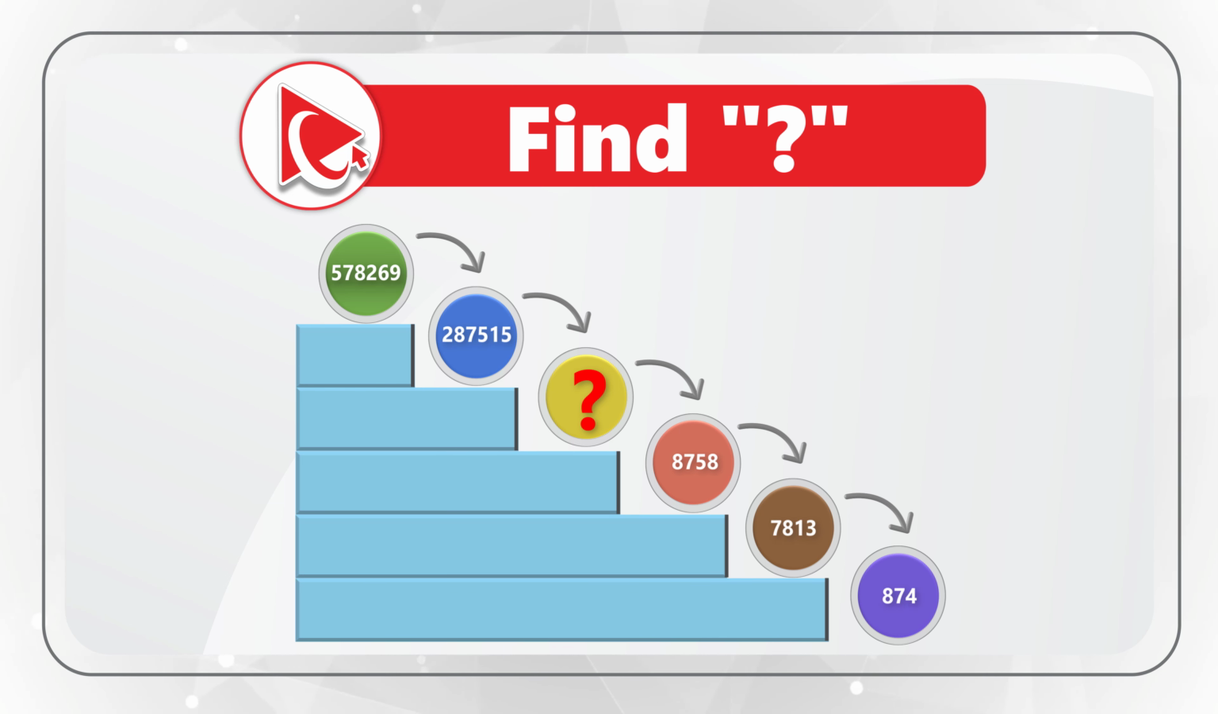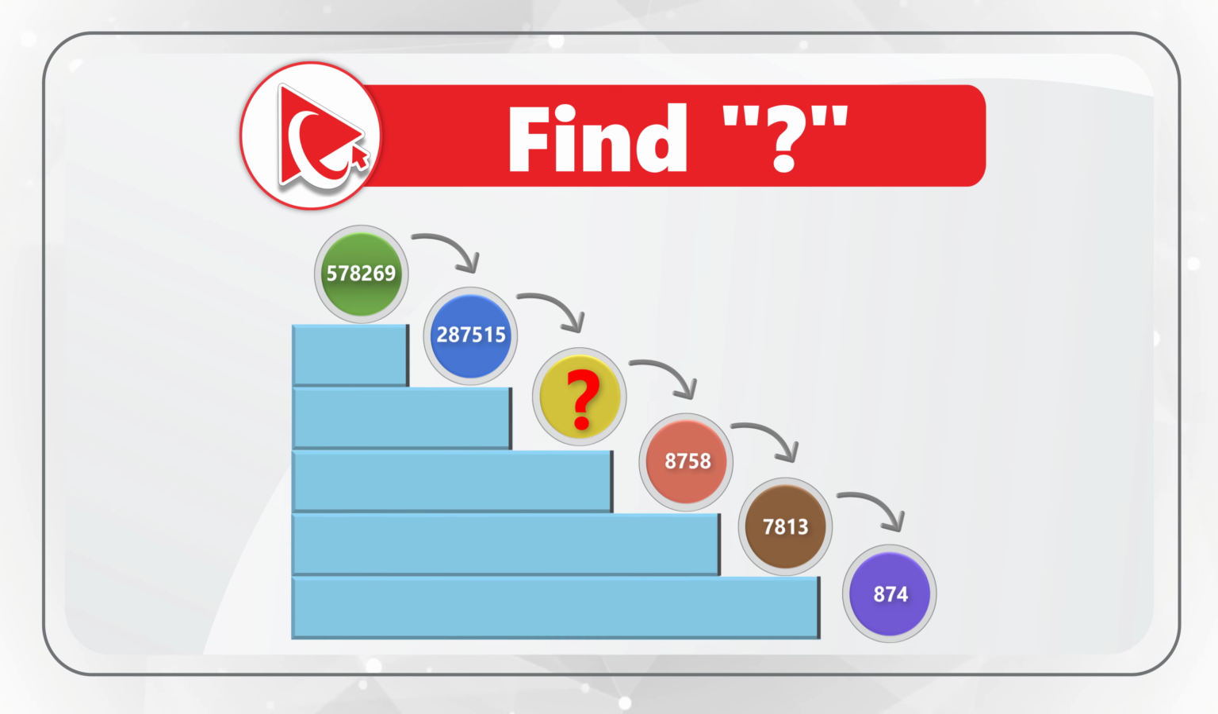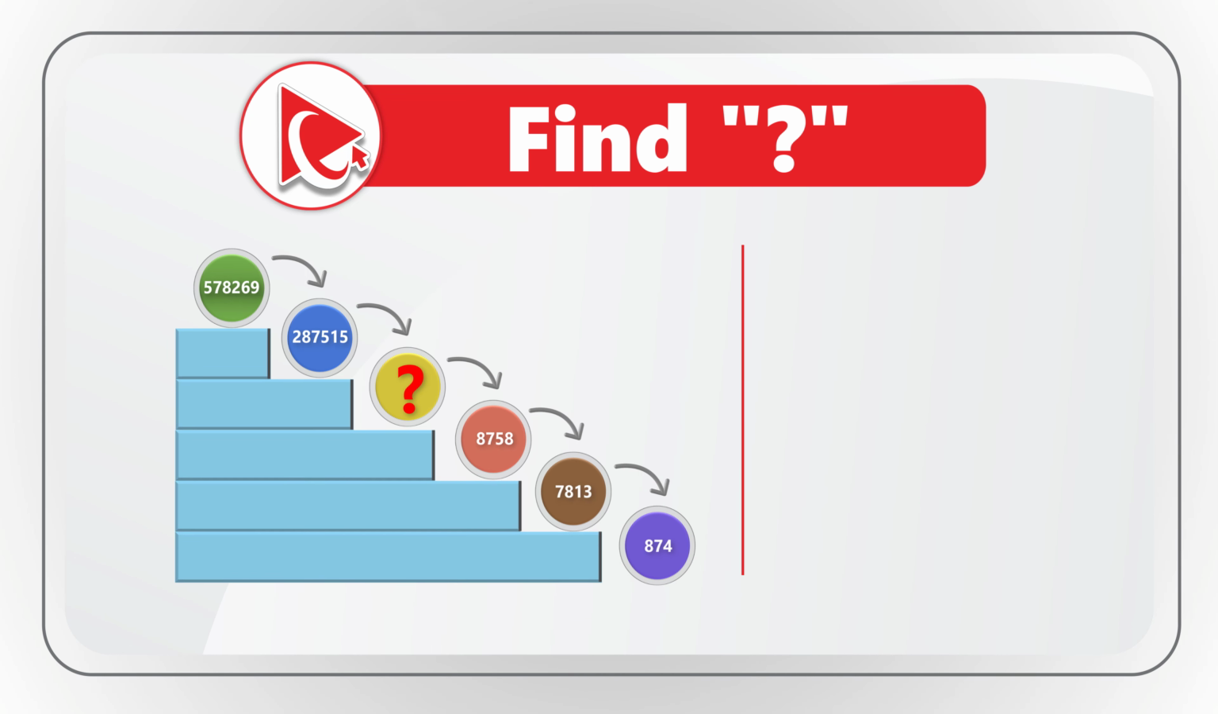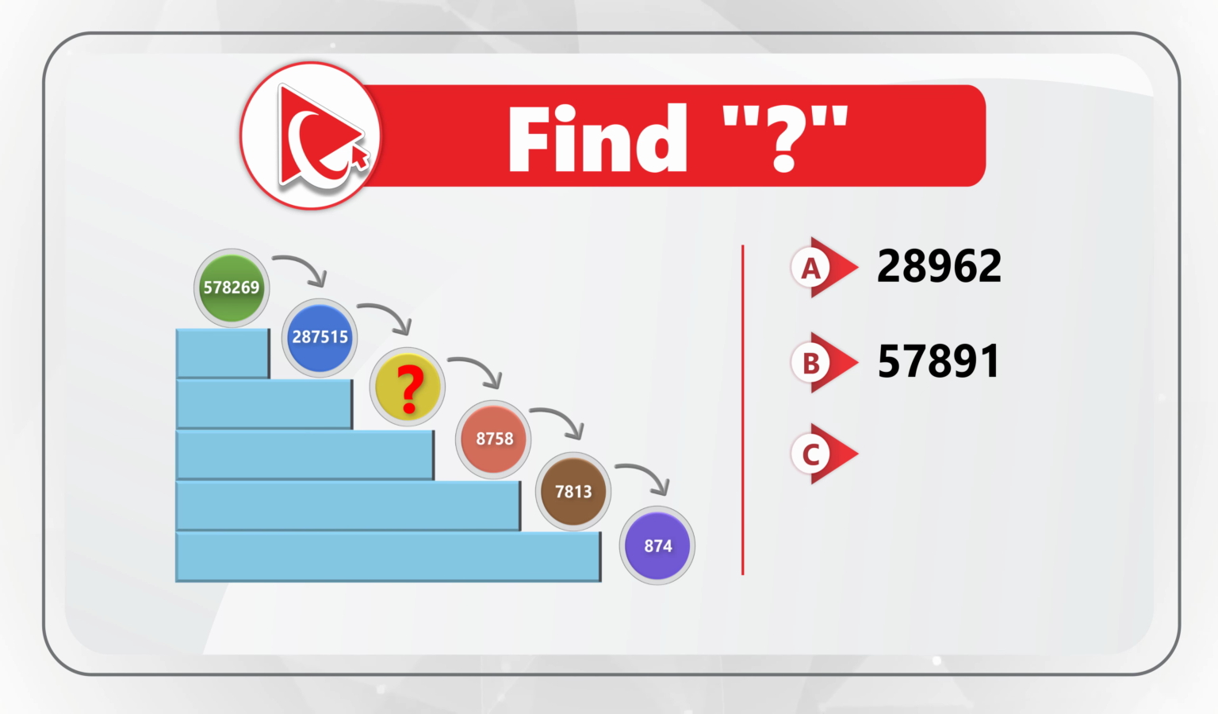4 inside. We need to calculate the missing number and select out of 4 possible choices. Choice A, 28,962. Choice B, 57,891. Choice C, 28,421. And last but not least, choice D, 57,826. Take a close look to see if you can complete the calculations.